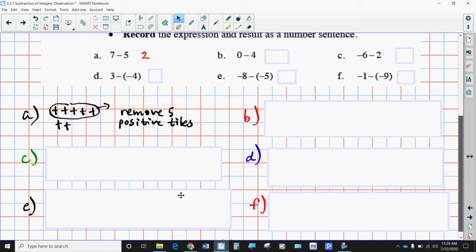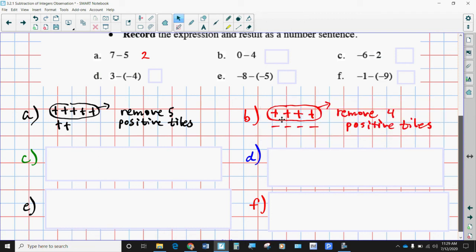Come back when you're ready and I'll reveal what I have for the answers. All right, so for 0 minus 4, you might be asking, how can you take away 4 if you don't have anything? Well, that's where you've got to create your 0 pairs. So 4 0 pairs so that you have enough positives to take away or remove 4 positive tiles, which leaves you with -4 as your answer. 0 minus 4 is -4.